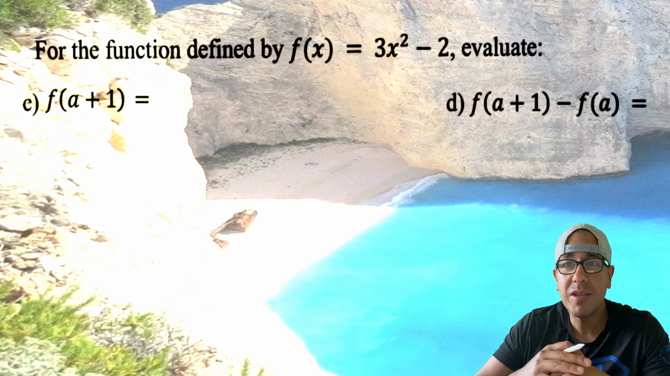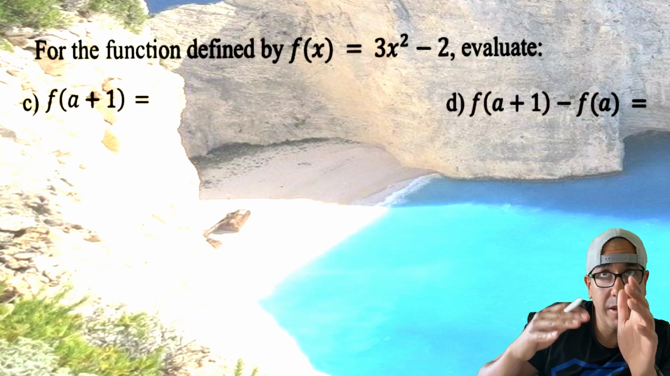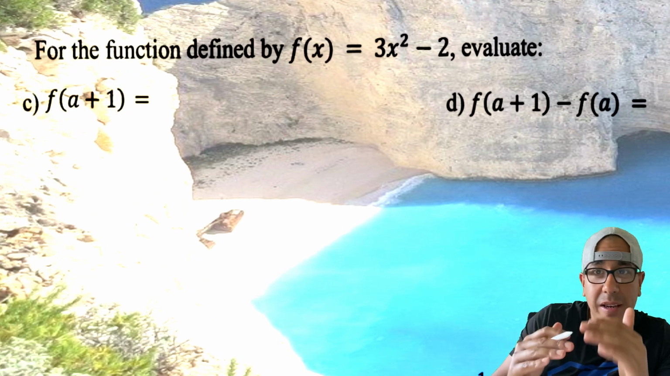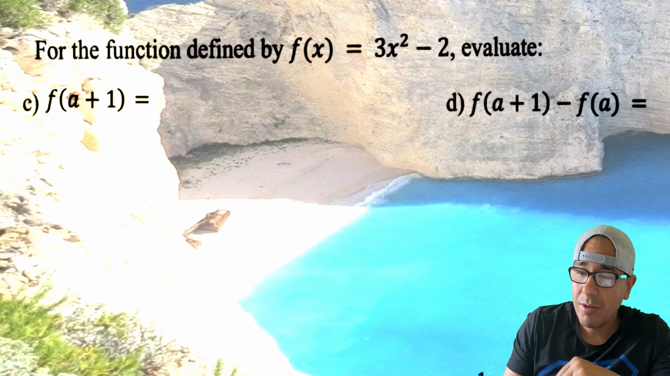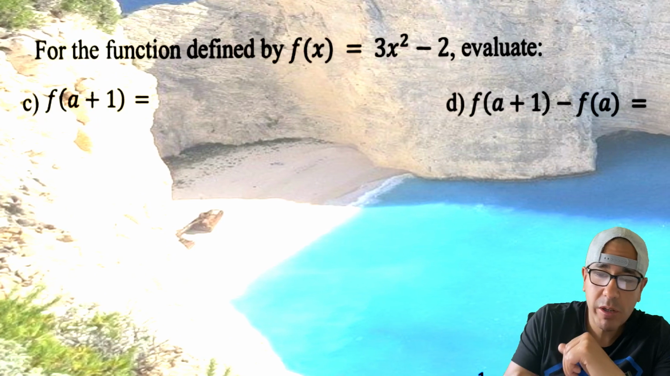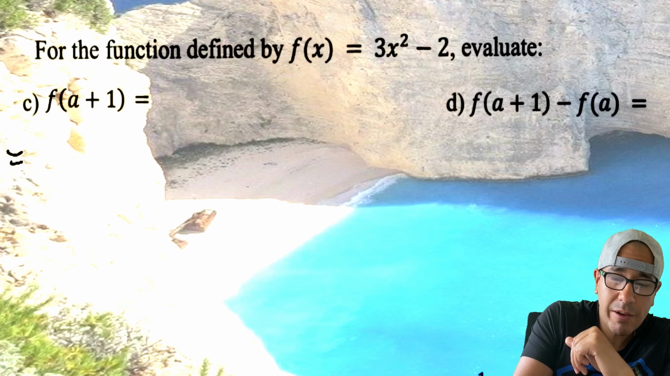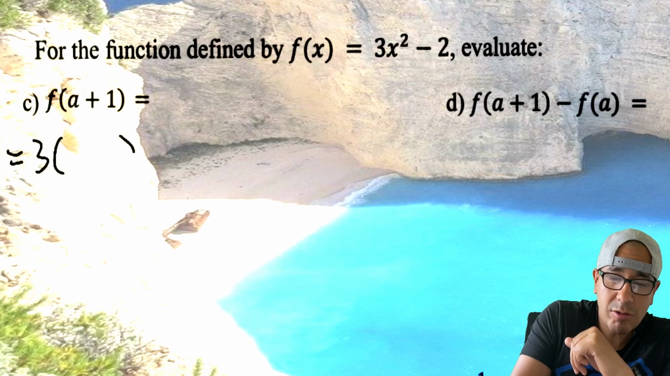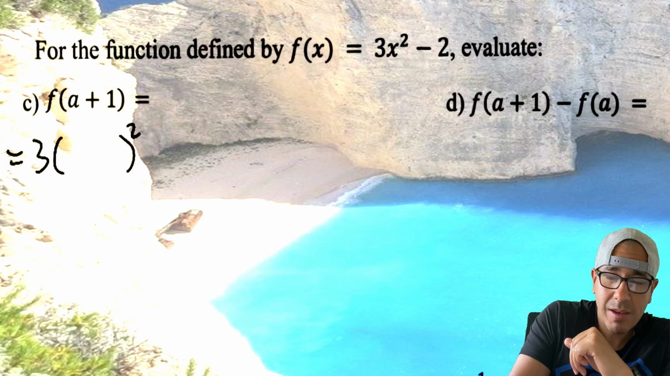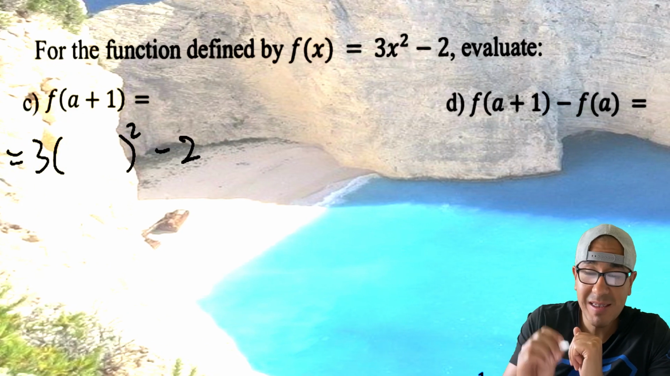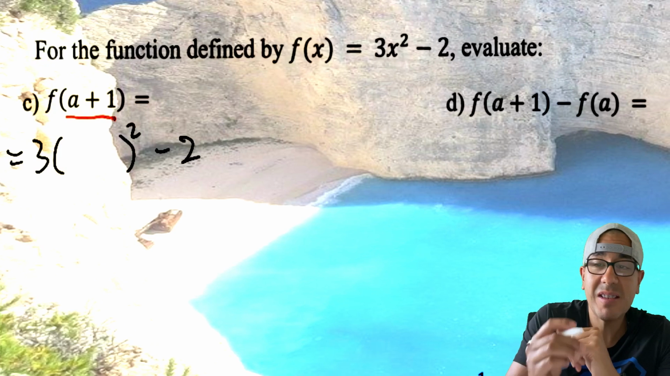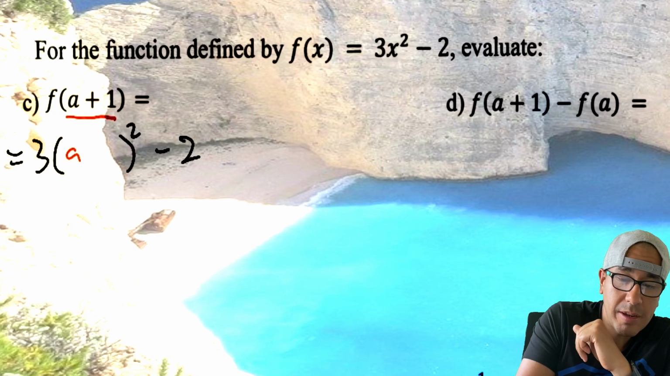Because if you don't understand, you're just going to try to see what the teacher's doing and copy down everything the same. No, it's not about copying. It's about understanding. So let's make sure we understand this. Wherever I see an x, I told you, put a space because we're going to plug in some input. In this case, the input happens to be this expression, a plus 1.